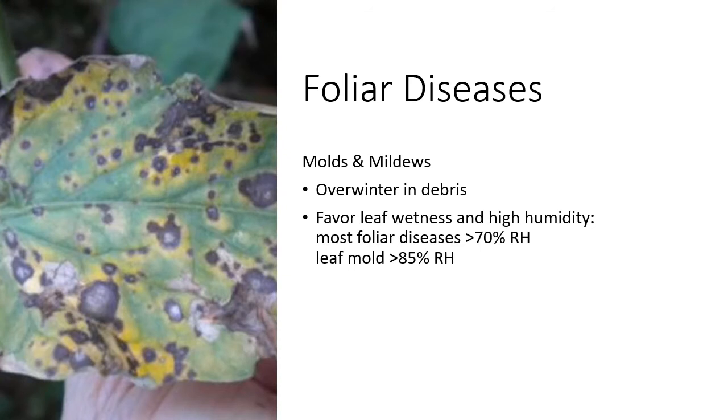So lumping them together and generalizing, most of our leaf pathogens will overwinter in debris. So any debris that falls to the ground during the production cycle and after the harvest and after cleanup of the tunnel at the end of the season. In general, most foliar diseases favor any relative humidity above 70%. Leaf mold really prefers a higher relative humidity, 85% and up. I like, though, to always use 70% as our threshold to really try to keep our humidity down, because that's where we see the most of our foliar diseases.